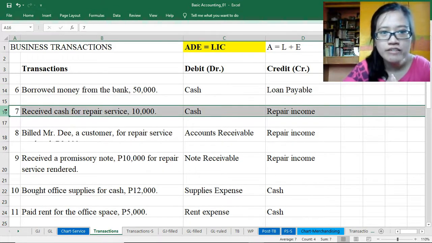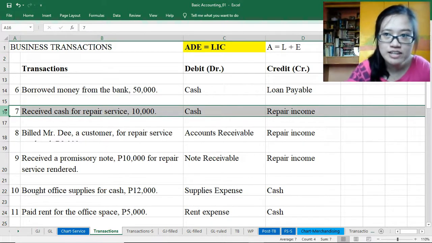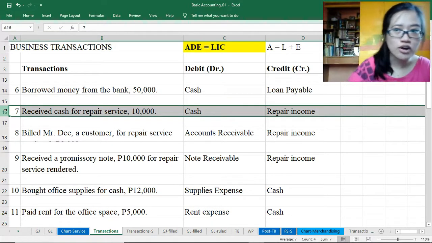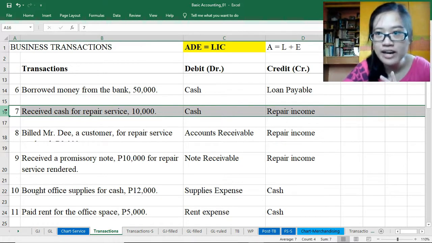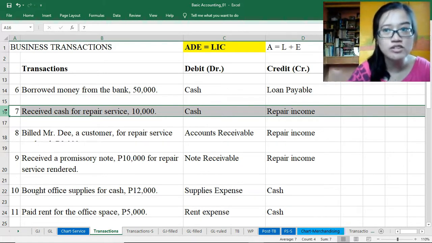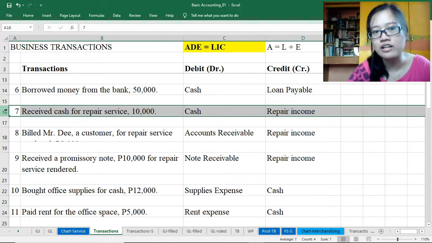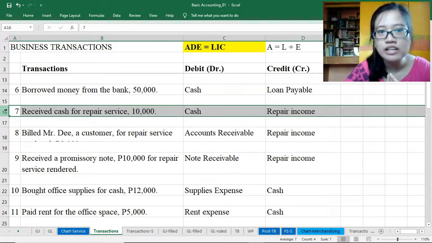Okay, number 7, received cash for repair service, 10,000. So, di ba nag-operate na sila ng repair business nila, nagkaroon sila ng customer. Si customer nagbayad ng 10,000 para dun sa service na natanggap niya. Okay? So, dito, anong affected accounts natin? Received cash. So, nagkaroon ng additional asset. Tapos, for repair service. Repair service is an income account ng company, income source ng company. So, nagkaroon ng increase in income.